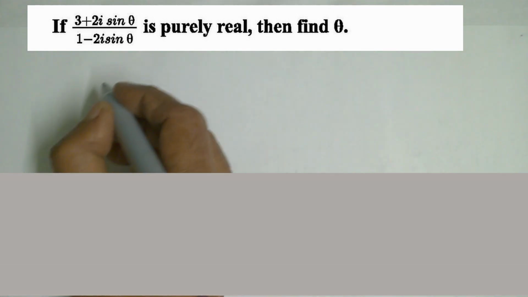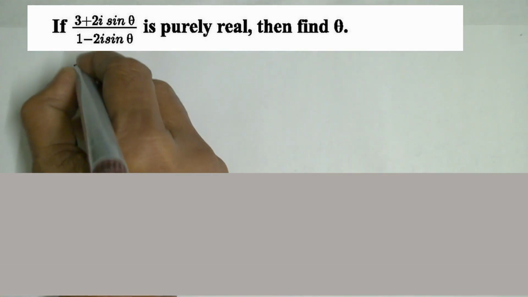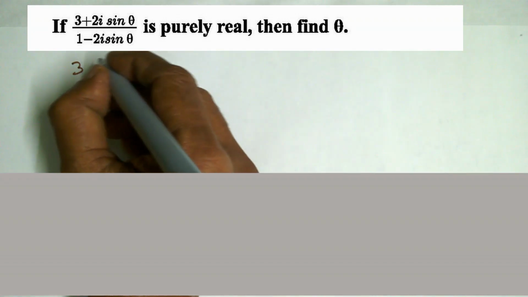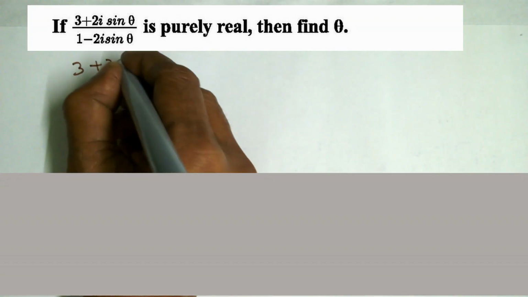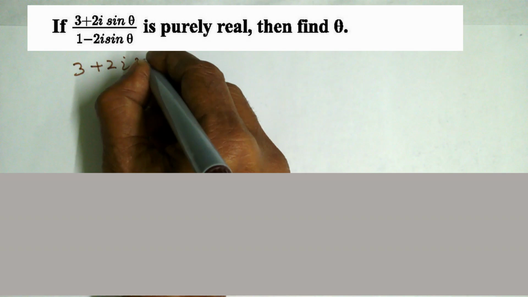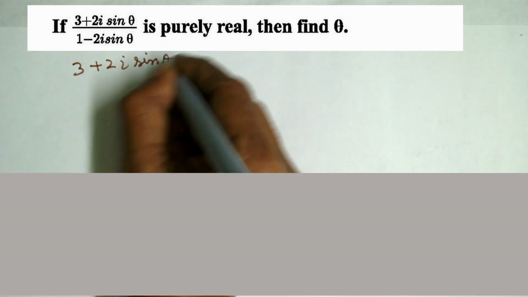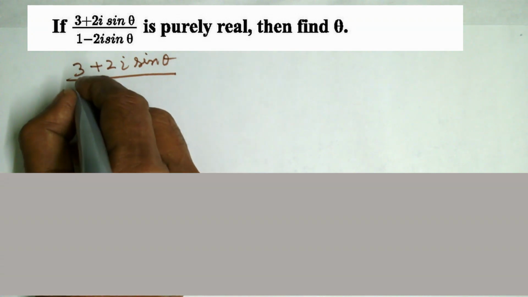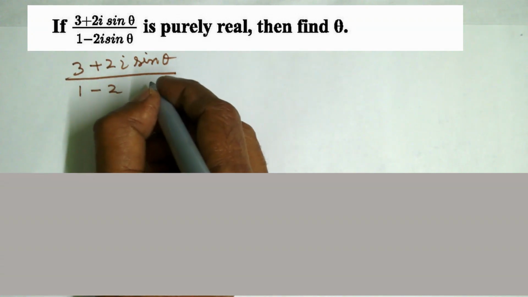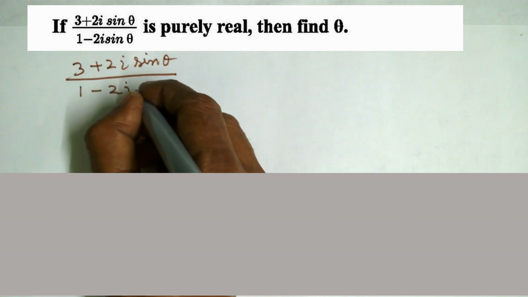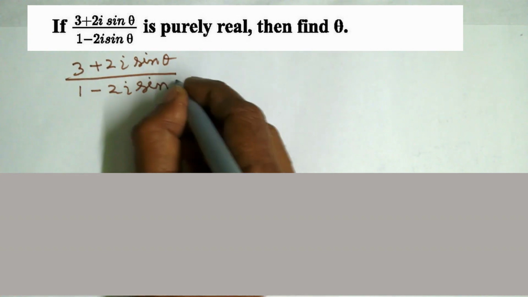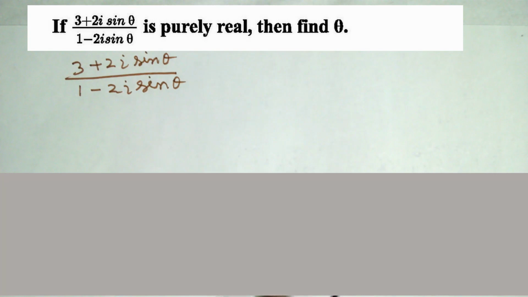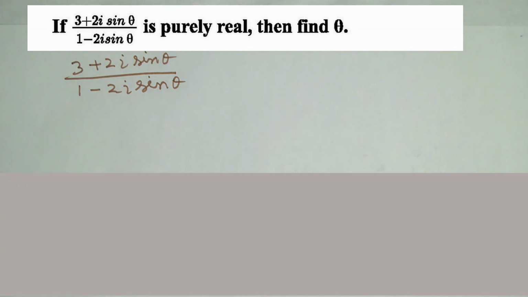What is (3 + 2i sin theta) / (1 - 2i sin theta)? If it is purely real, then to get the value of theta, we should first express this in terms of a plus ib.